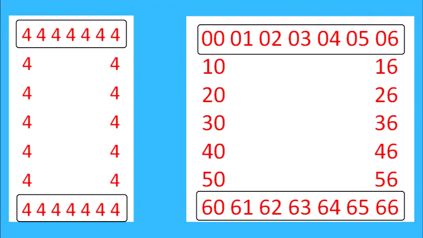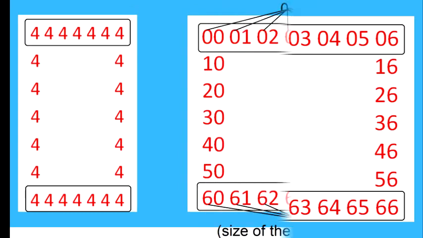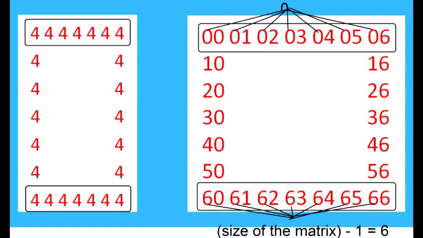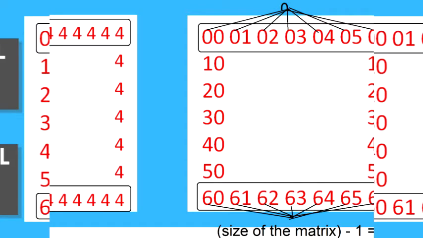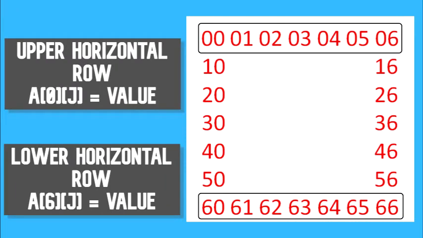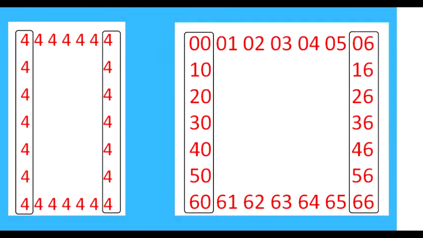When you compare the two horizontal lines with their positions, then you will find that the i-index is constant for each element. For upper horizontal row i-index is 0, and for the lower one the i-index is 6, which is nothing but the size of the matrix -1, whereas the j-index is in increasing order starting from 0 to 6. To print upper horizontal row the i-index will be 0, and for lower horizontal row the i-index will be size -1.